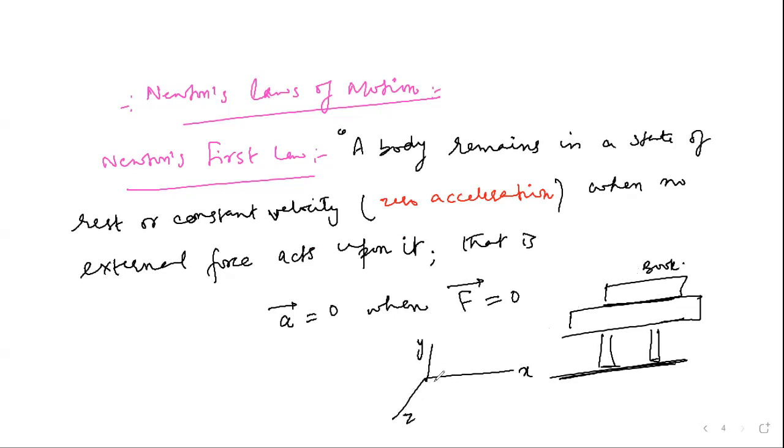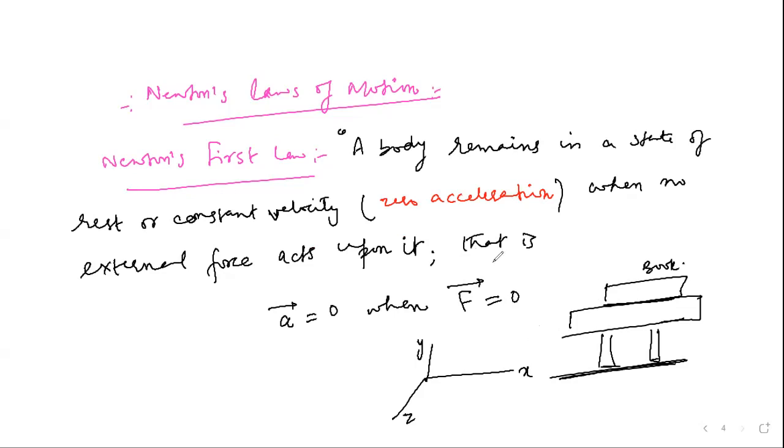So the coordinate system will be chosen by some body, some observer. For example, that observer may be you. If you are before this table and you look at this book, you conclude that there is no external force on it, so it is at rest, it will remain at rest. If it is at rest with respect to you, it will remain at rest.